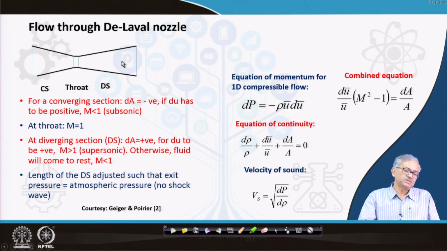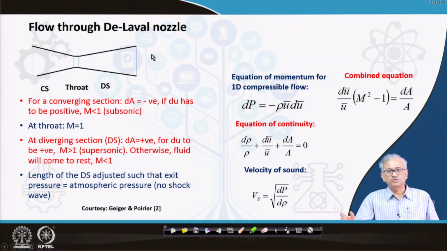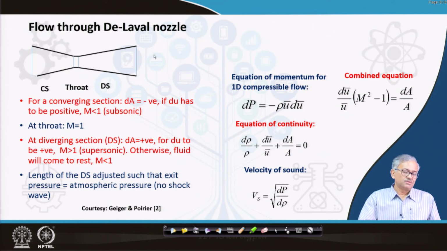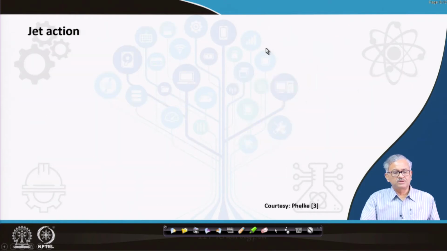So, based on design, you can decide the length of the diverging section based on when the pressure of the oxygen jet at the exit of the diverging section should be equal to 1 atmospheric pressure. Then only you can effectively project the gas, okay, at supersonic velocity towards the oxygen bath, or towards the liquid bath. Okay, so this is the thing. So, that is the way you can accelerate it.